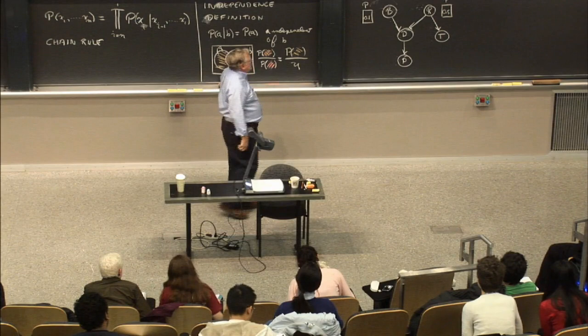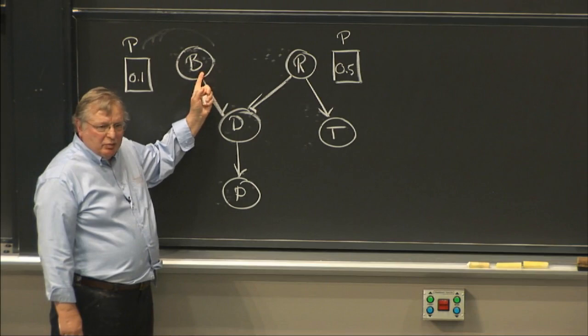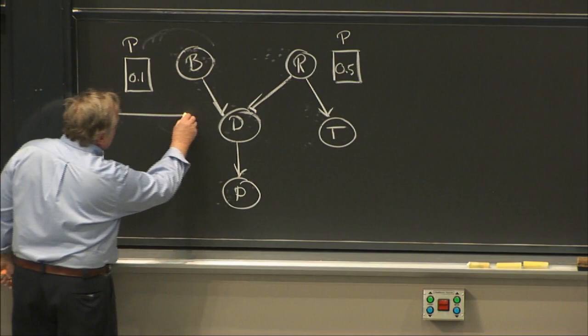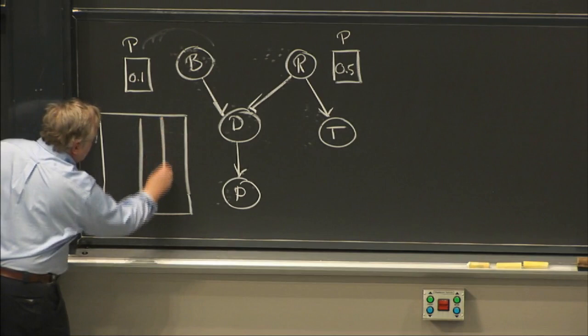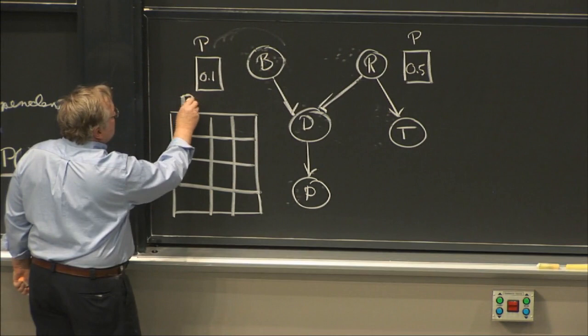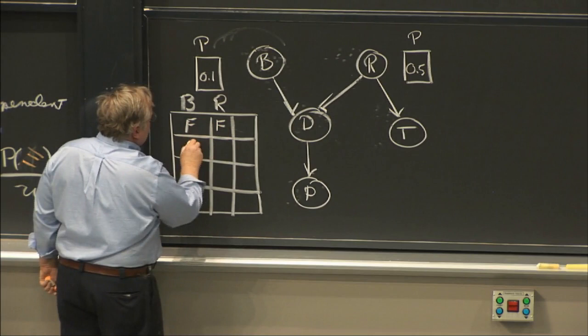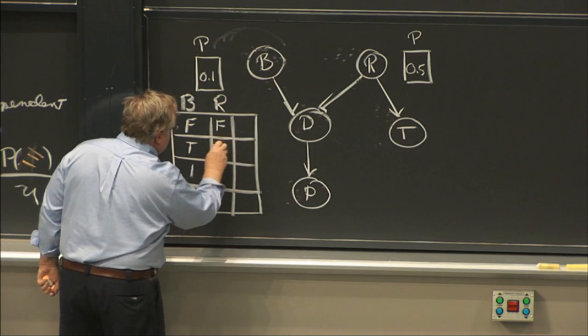So what about the dog barking? That depends on whether there's a burglar, and the other parent is whether there's a raccoon. So we need to keep track of the probability that the dog will bark for all four combinations. So this will be the burglar, and this will be the raccoon, and this will be false, false, true, true, false, false, true, false, false, true, true, true.